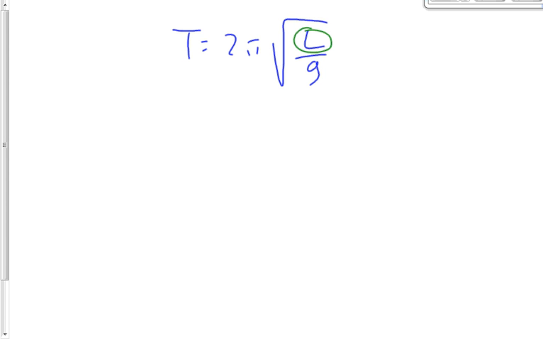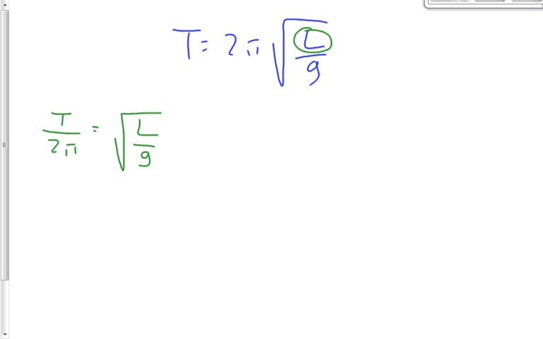Get rid of what's not attached. Well, everything's attached. So nothing to get rid of that's not attached. So what do we get rid of first? What disappears from this equation first? Yep. Divide by 2 pi. So it becomes T over 2 pi equals square root L over G. All right, good. Better. Still got a ways to go, though.